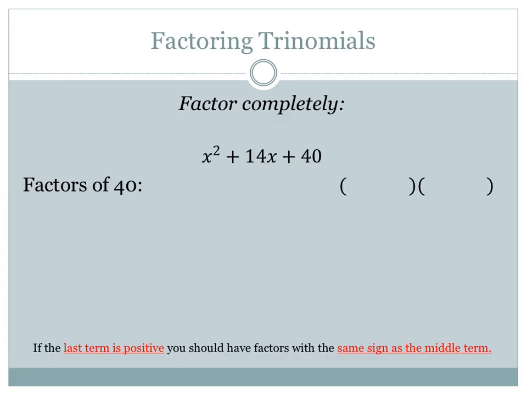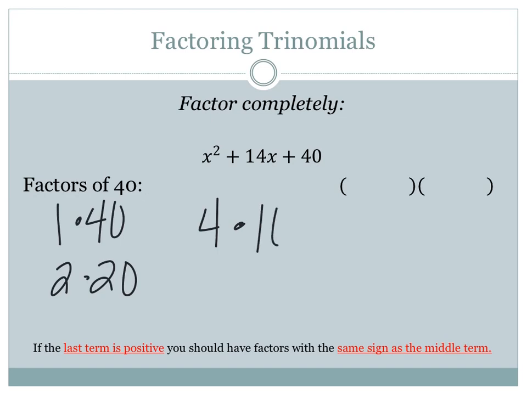Okay, so let's go ahead and look at this one. We have x squared plus 14x plus 40. So I'm just going to go to y equals, type in 40 divided by x, and go to my table. I'm going to write down all the different combinations of 40. So 1 times 40, 2 times 20, 4 times 10, 5 times 8, and then it starts to repeat itself.